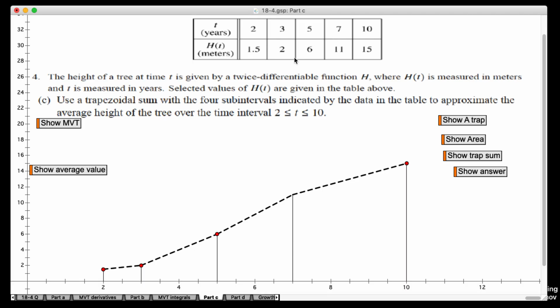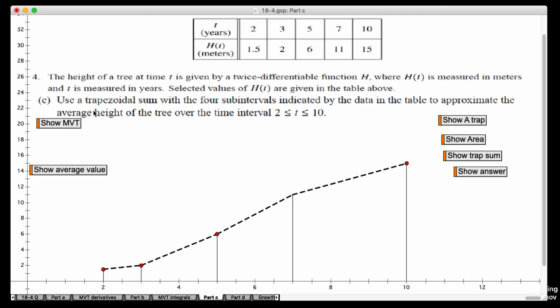Now, something you should take note of. The average height. Notice this tree, the height starts at 1.5 and it ends up at 15 here. So the average height has to be someplace between 1.5 and 15. So if you get an answer of 60 or 70 or 80 or something like that, even 20, you've got to know that you're wrong, okay? Because it's got to be between here and here.